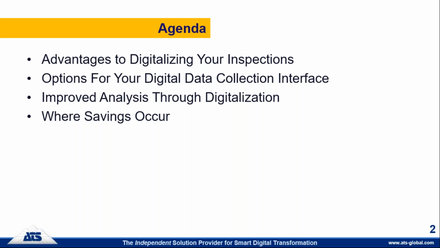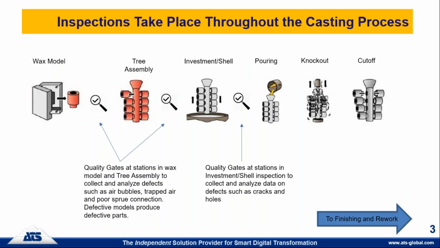And then we'll take a look at what analysis is available through an application like this, and you can see if that would be helpful to your foundry or not. And then lastly, we'll take a look at where savings will occur. And we'll provide you with a form that will help you calculate what your current cost of quality is and see where the savings might be. So without further ado, we'll start in.